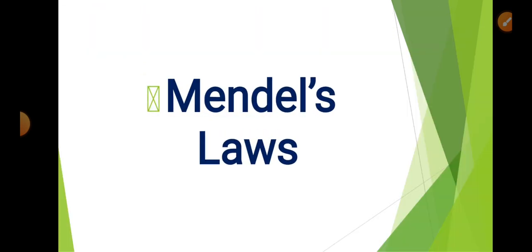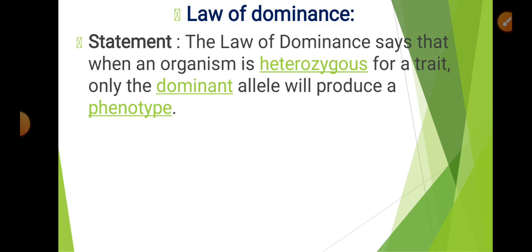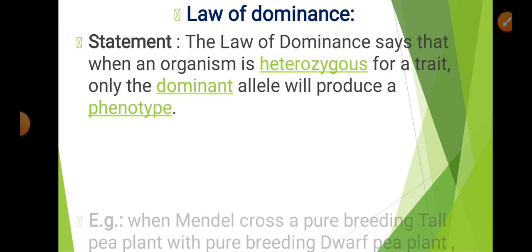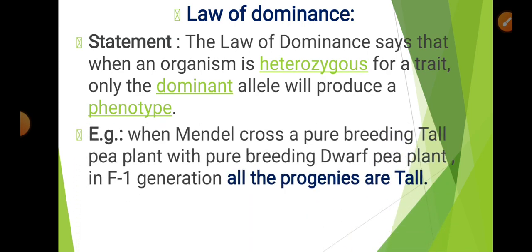By using this study, Mendel put forth some laws. The first law he put forth is the law of dominance. The statement of this law is: when an organism is heterozygous for a trait, only the dominant allele will produce a phenotype.